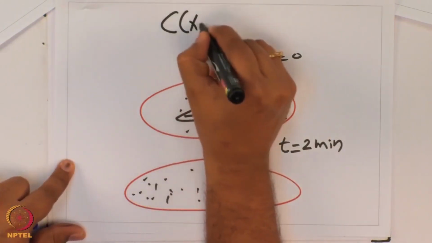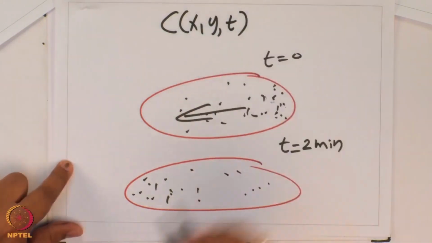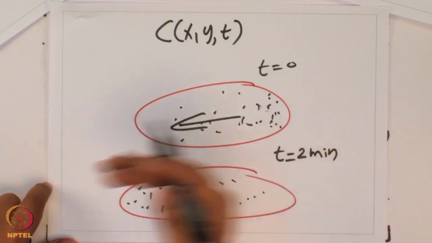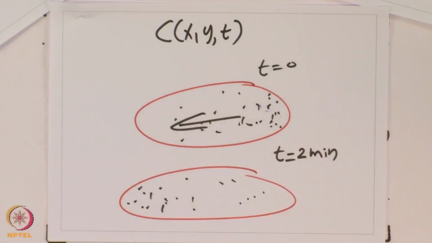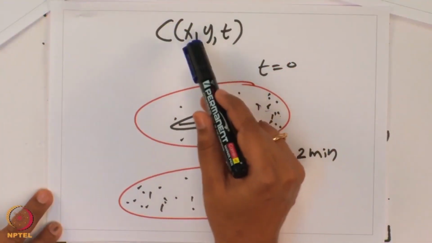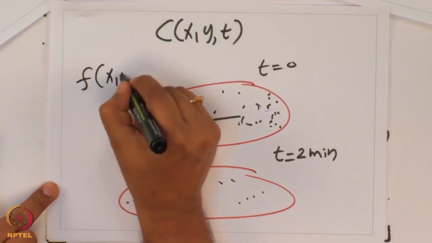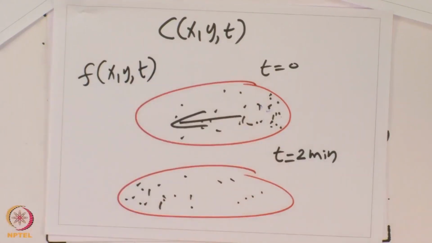So C of x comma y comma t, if you write some function like this, is somewhat representing flowing things along 2D. So if you have a 2D video, then what you will essentially have is a flow, and that is some function c of x, y and t, or in general I can write f of x, y and t, some function of x, y and t.